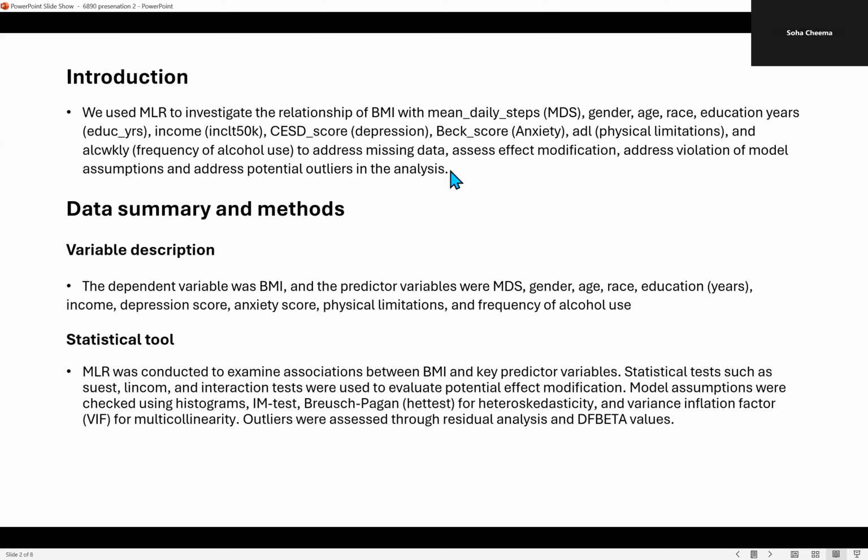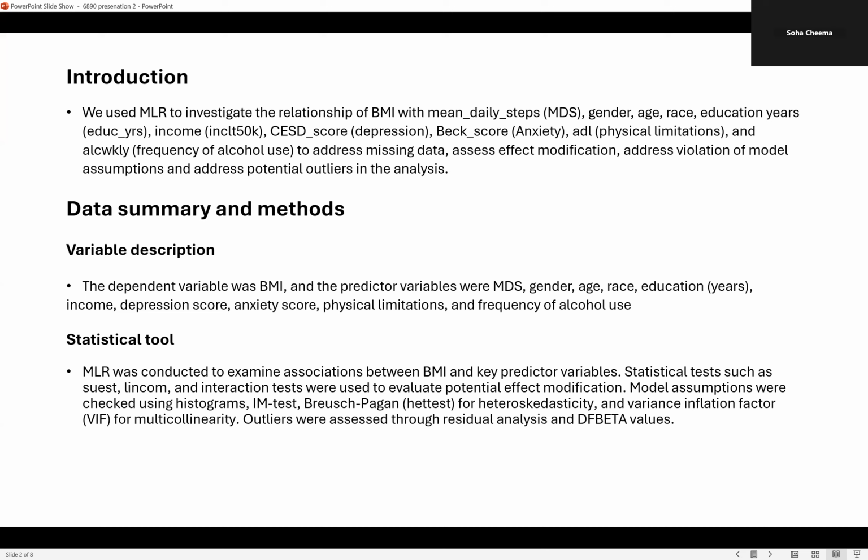We used MLR to investigate the relationship of BMI with other predictive variables, to address missing data, assess effect modification, address violation of model assumptions, and address potential outliers in the analysis. The variable description: the dependent variable was BMI, and the predictive variables were MDS, gender, age, race, education, income, depression and anxiety score, physical limitations, and frequency of alcohol use.